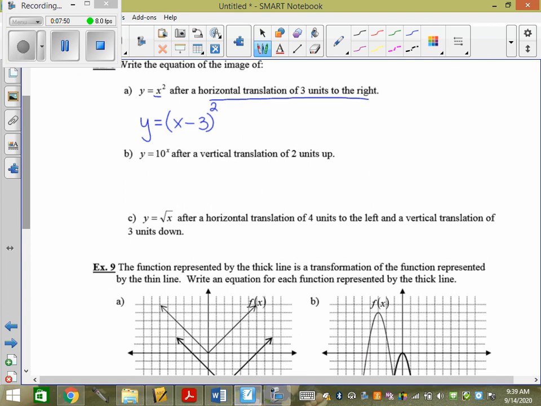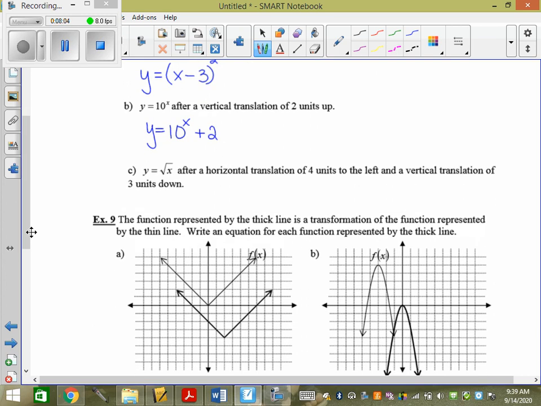Vertical translation 2 up. So if it was with the x, we would actually go x plus 2 up here in the exponent. This is an exponential, which we're going to hit up later in another unit. So it's going to be by itself, and then we're going to move 2 up. Plus 2 to that. This one's a radical, which we're also going to hit up later.